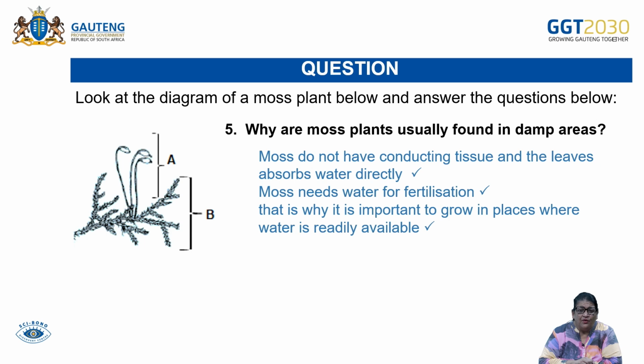And therefore, why must they be found in a damp area? Because the water is absorbed directly through the leaves. Can you see that? Now, why else must moss be found in a damp area? They need water for fertilization. Sperm cells must swim to the egg cell, so they need water for that. And that is why it's important to grow moss plants in places where water is readily available.